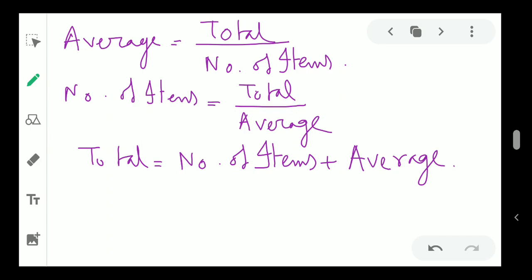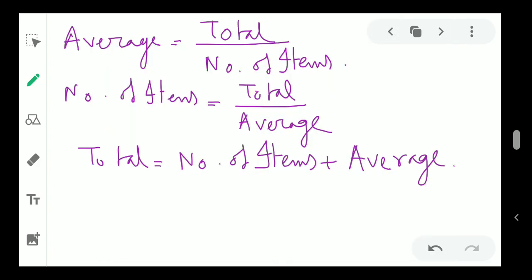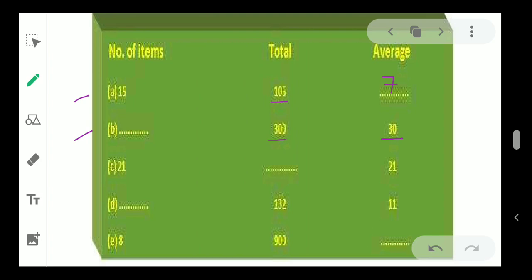Okay, so these 3 formulas you can either remember or you can manipulate. Manipulate means you can create your own process of remembering those things. Now coming here, according to our formula, the number of items I have to find out. That means I have to divide total by average. So my total is 300, my average is 30. If I divide, I will get 10. Now you can check. You know that total by number of items is 30. So 300 by 10, that is 30.